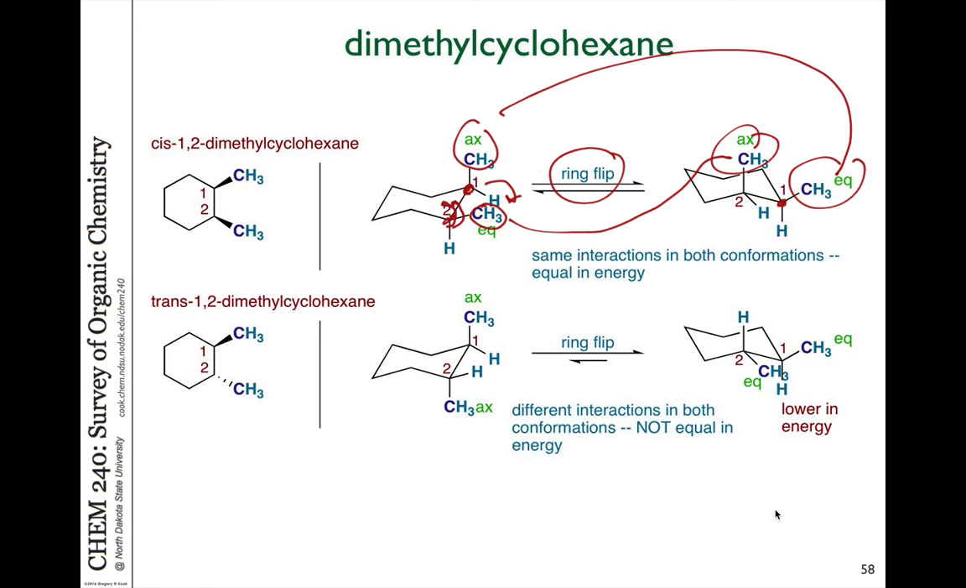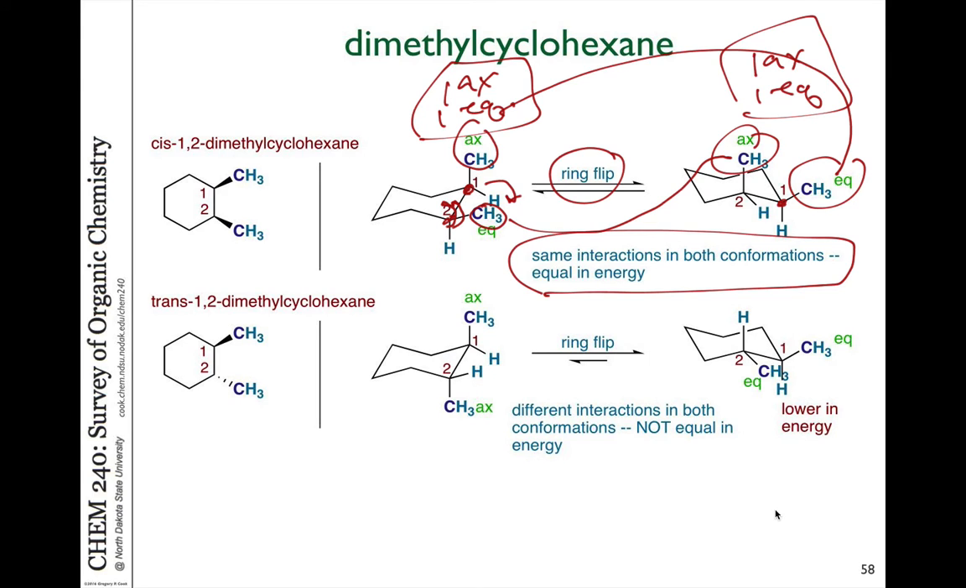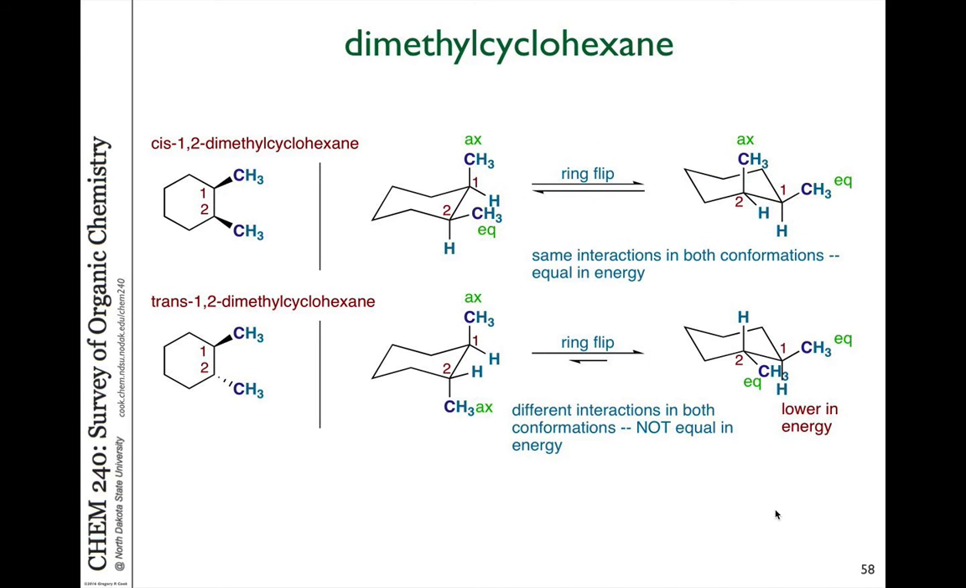So if we compare the structure on the left to the ring-flipped conformation on the right, we see that we have one axial, one equatorial, and on the right we have one axial and one equatorial. Thus, the interactions are identical on both sides, so they would have the same energy for either of those conformations. Is that the case for the other stereoisomer? Well, in fact, no, because if we now look at the trans-1,2-dimethylcyclohexane, one of the methyl groups is up and one is down on the adjacent carbons, 1 and 2.